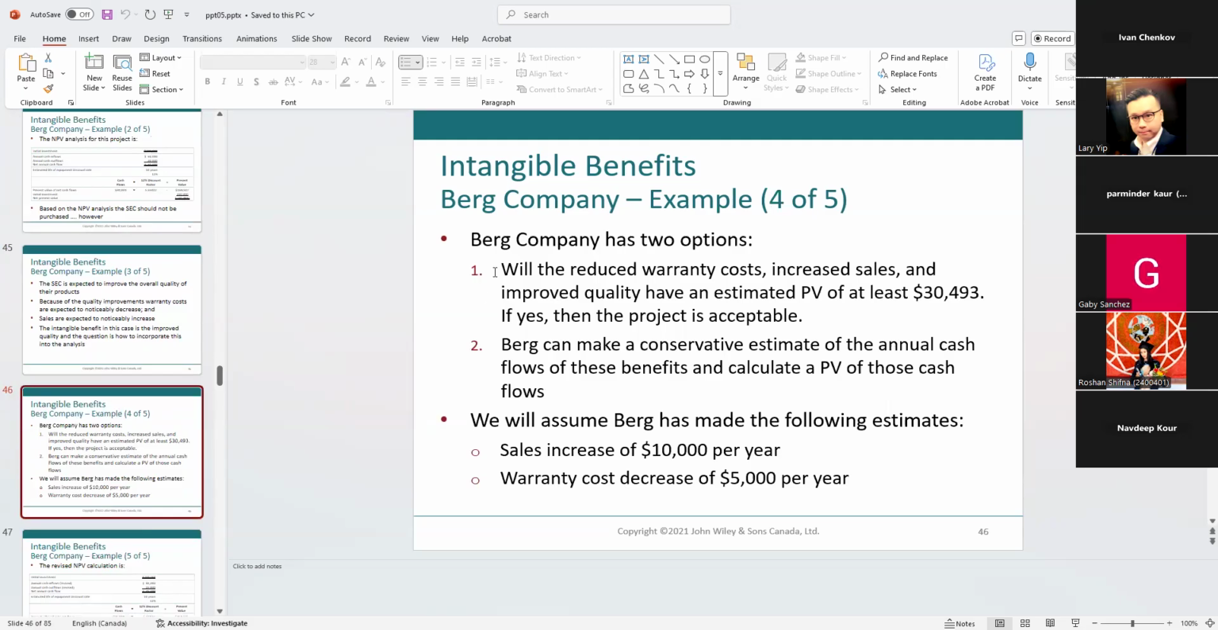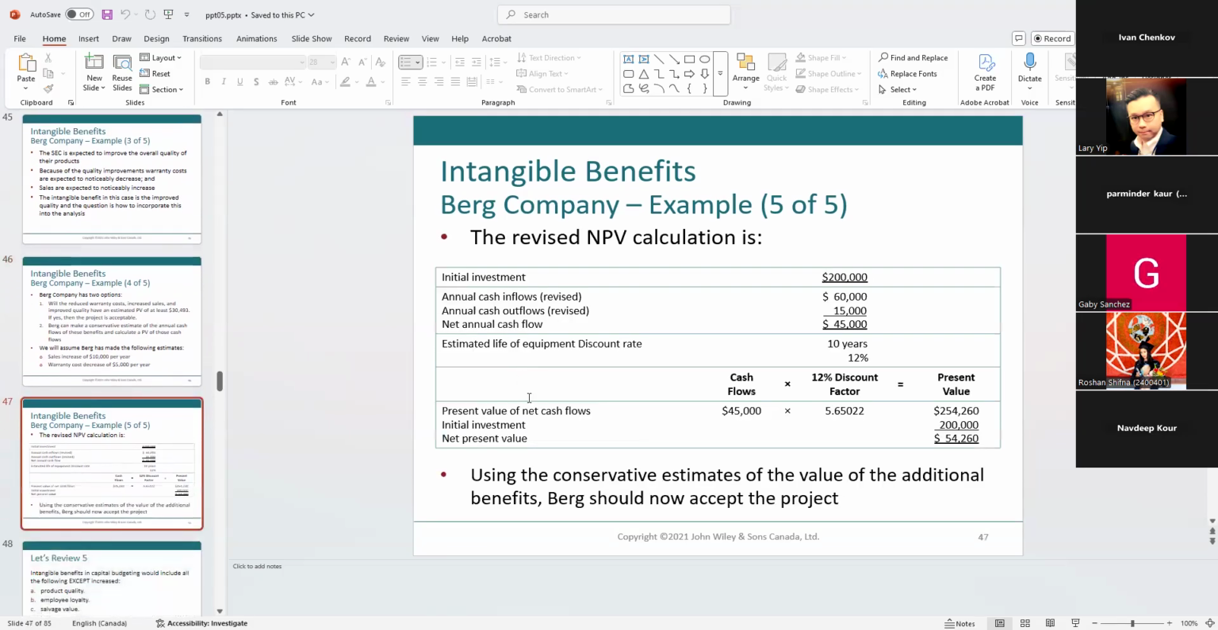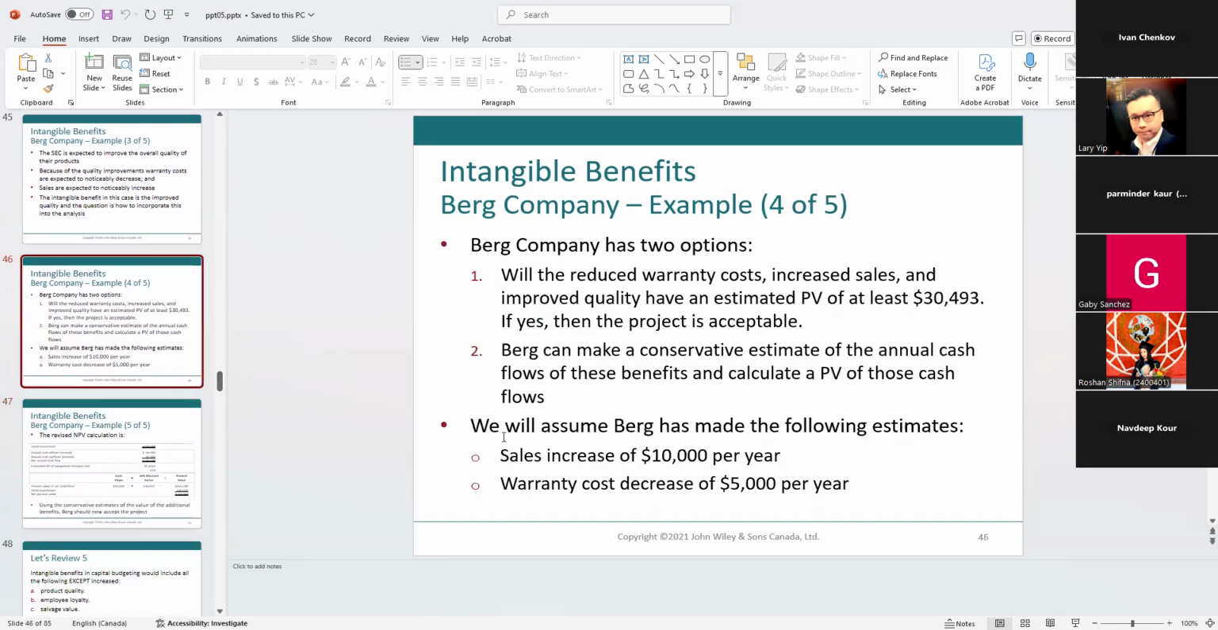So then we have two options. Well, we reduce the cost to increase the sales and improve the quality, so we can get at least 30,000, so we're going to get that extra percentage that we're losing, or we can make a conservative estimate on the annual cash flow of those payments and calculate on the new scenario. So on the new scenario, we will assume the following estimates: sales increase with 10,000 and the cost decrease with 5,000. Make sense?